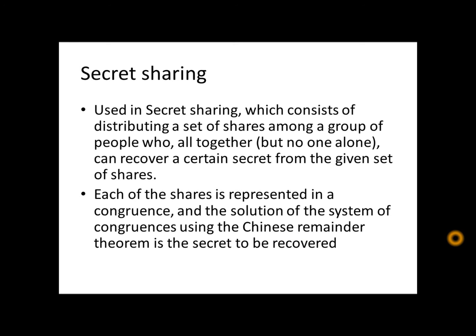Another application of the Chinese remainder theorem is known as secret sharing, where you take a set of shares and distribute them among a group of people who, all of them together but no one alone, can recover a secret from the given set of shares. Each of the shares is represented in a congruence, and solving the system of congruences using the Chinese remainder theorem allows the secret to be recovered as a whole. Therefore, the Chinese remainder theorem can be used to conceal and decrypt messages. These are just some of the applications of the Chinese remainder theorem.